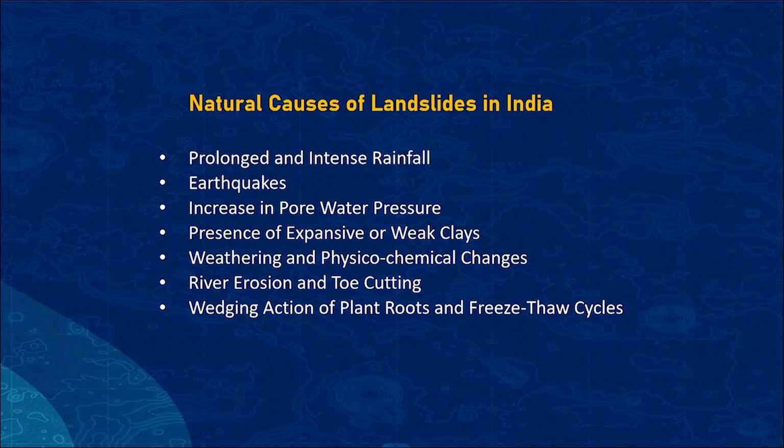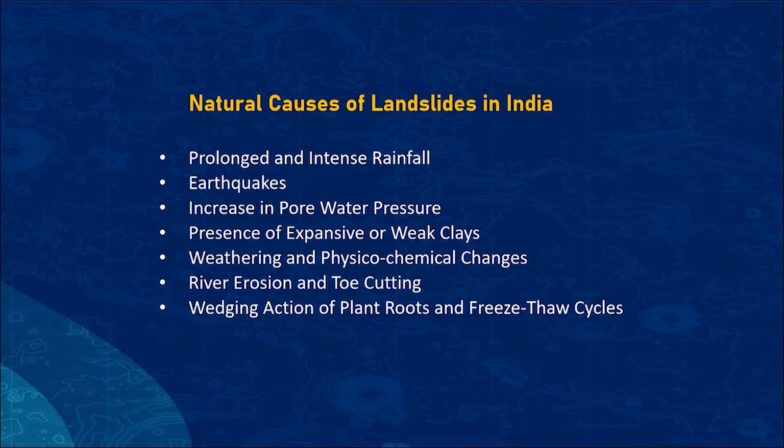River erosion and toe cutting. Rivers and streams flowing at the bottom, that is the base or toe of a slope, constantly erode and remove material. This undercutting removes the natural support that was holding the slope in place. When the lower part of the slope is cut away, the upper part becomes unstable and more likely to collapse or slide downhill.